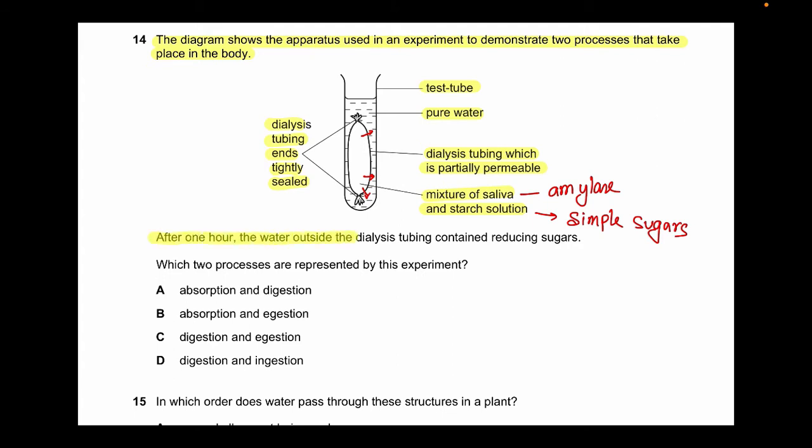After 1 hour, the water outside the dialysis tubing contained reducing sugar. Which two processes are represented by this experiment? First of all, digestion is taking place when saliva is breaking down the starch. And since the simple sugars are diffusing into the pure water, that is similar to absorption. So option A is correct. Option B has absorption and egestion. Well, there is no egestion taking place. Option C, also egestion is not taking place, and ingestion is not taking place. So B, C and D are wrong.